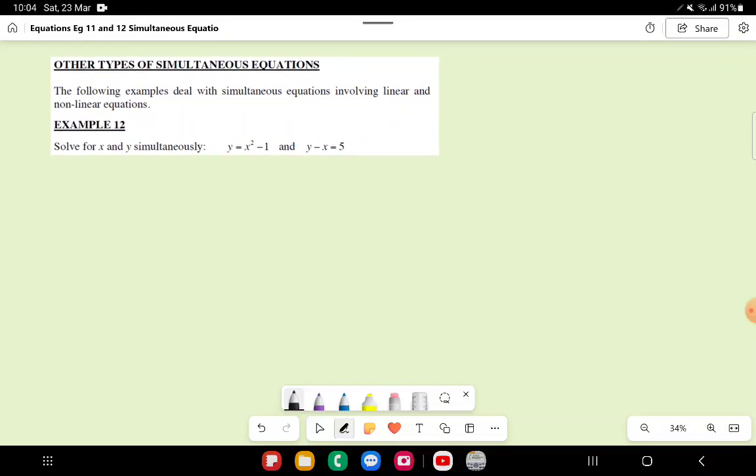Now, example 12 is a situation where we have a quadratic and we have a linear. So let's rewrite it. We're going to say y is equal to x squared minus 1 and name that one A, and y minus x is equal to 5 and we name that one B.